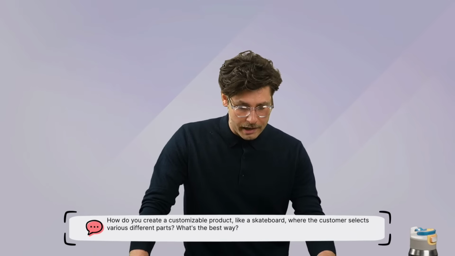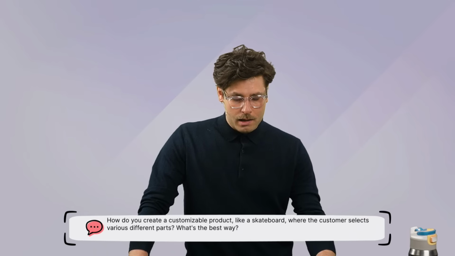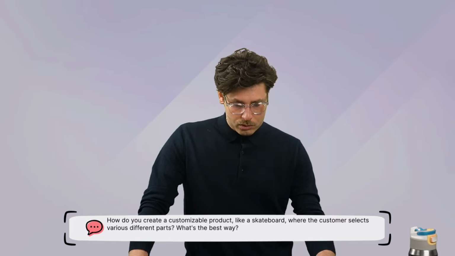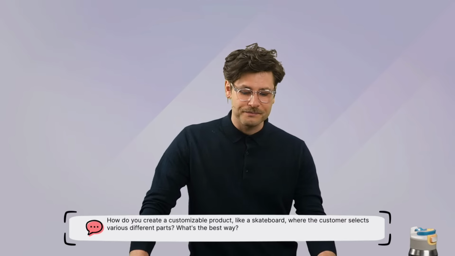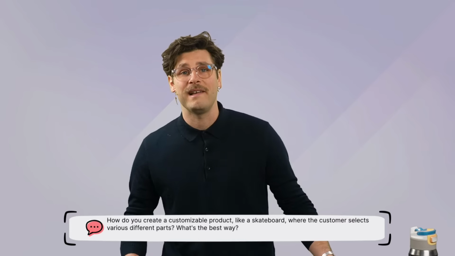Then we have a question from André Chapoutot. Sorry if I said your name wrong. How do you create a customizable product like a skateboard, where the customer selects various different parts? What's the best way? There is no best way per se. It depends on the use case again, on the product. And I can see many ways to do it.